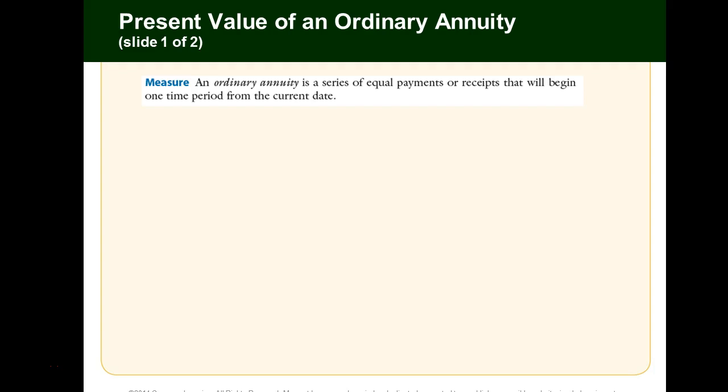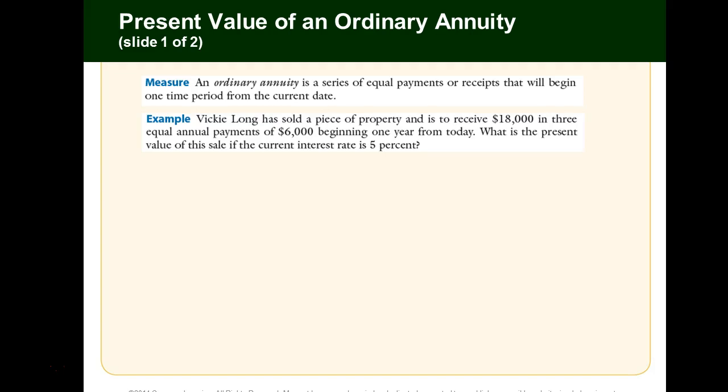Now, there are different kinds of annuities, or present values. There is something called an annuity where we have to calculate how much we need today, but instead of getting a lump sum at the end of 3 years, we're going to get a fixed amount each year. So it gets a little more complicated. An ordinary annuity is a series of equal payments or receipts that begin one time period from the current date. So here's an example of what's called an ordinary annuity.